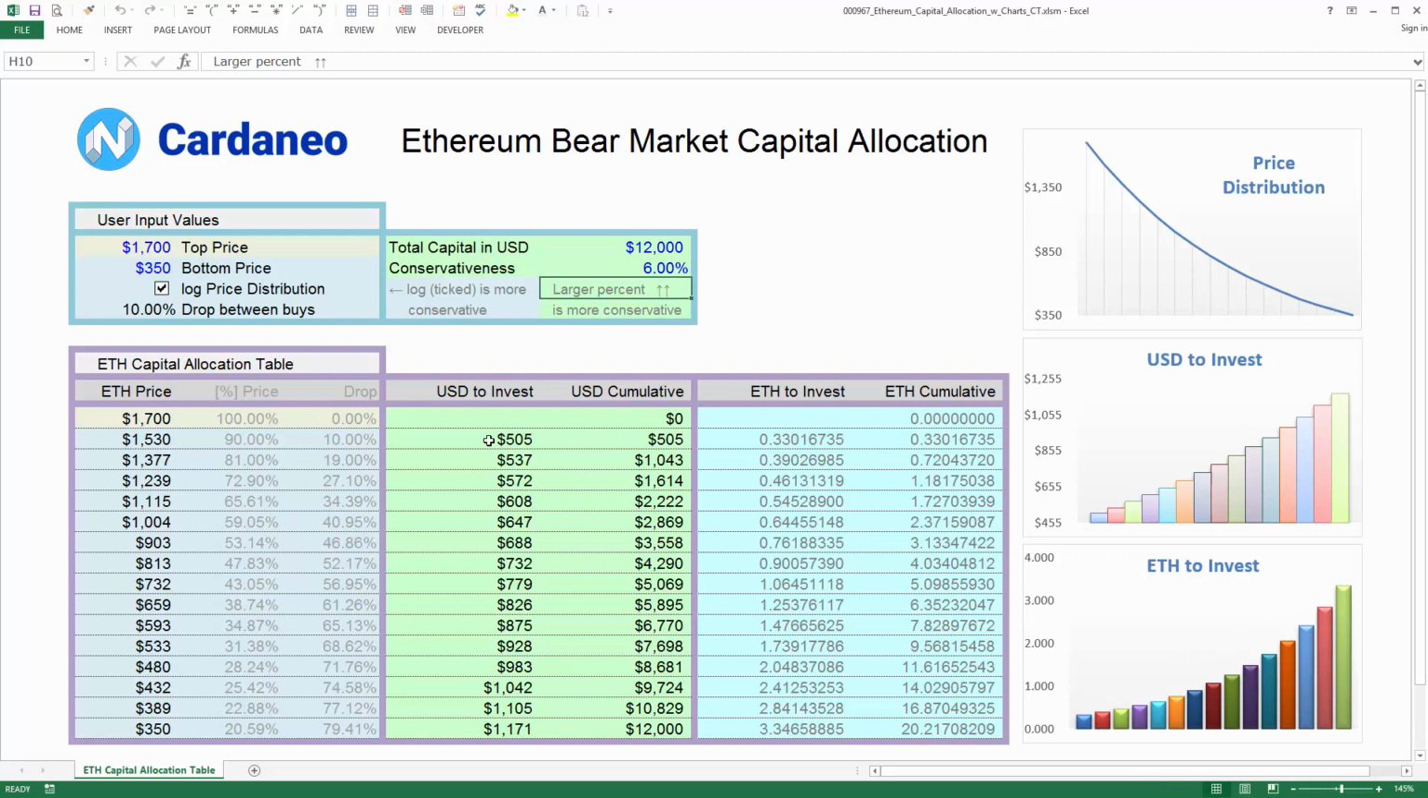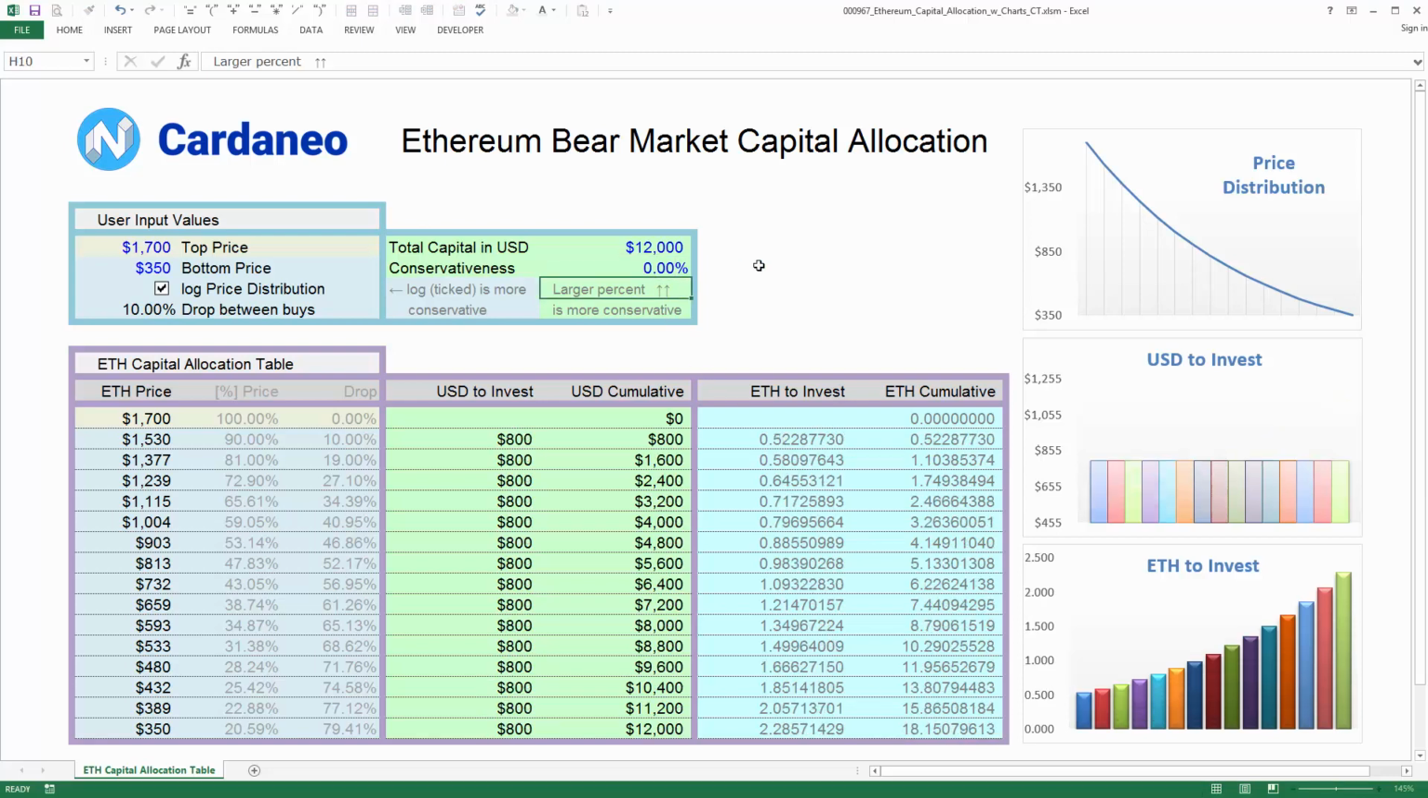6% compared to 0% means that I'm going to invest fewer dollars at the top and more dollars at the bottom. Therefore, I will acquire, in this case, around 20 Ethereum coins, whereas if I have 0% here, then I get only 18.15. Not a big difference, but still something to take note of.